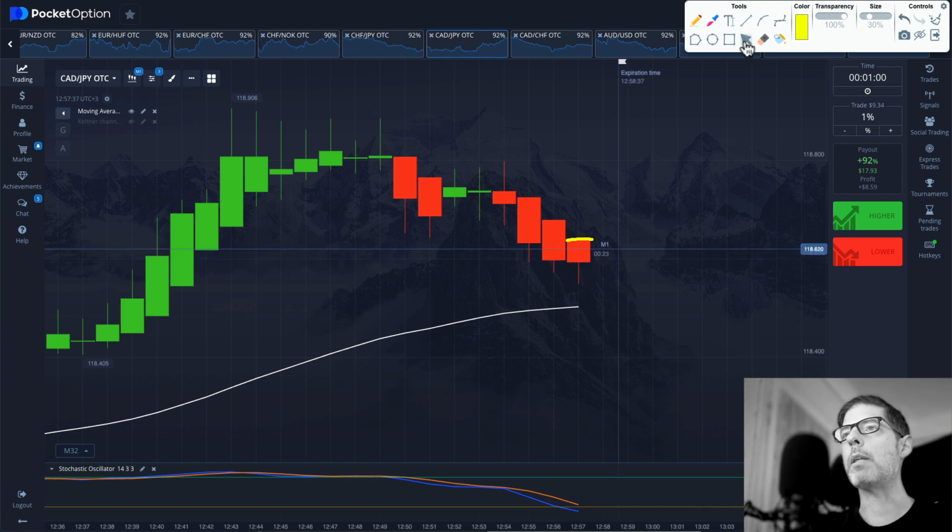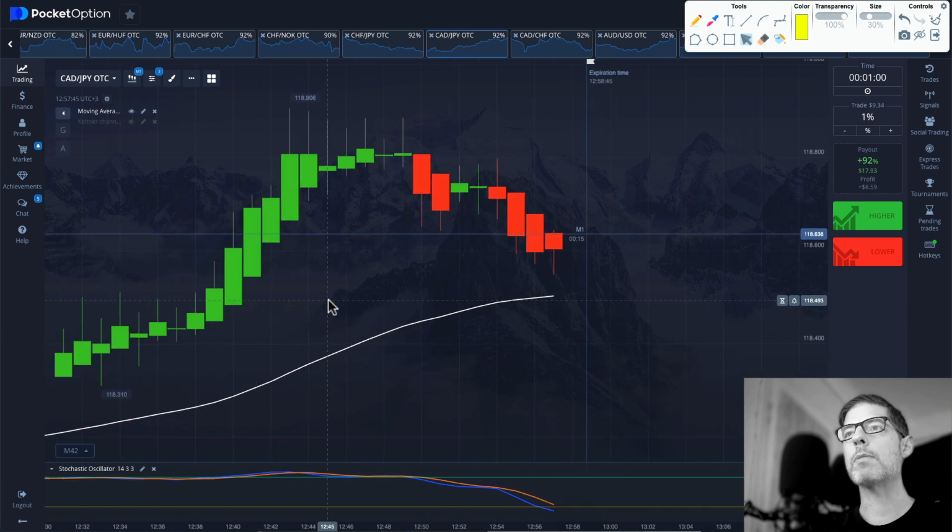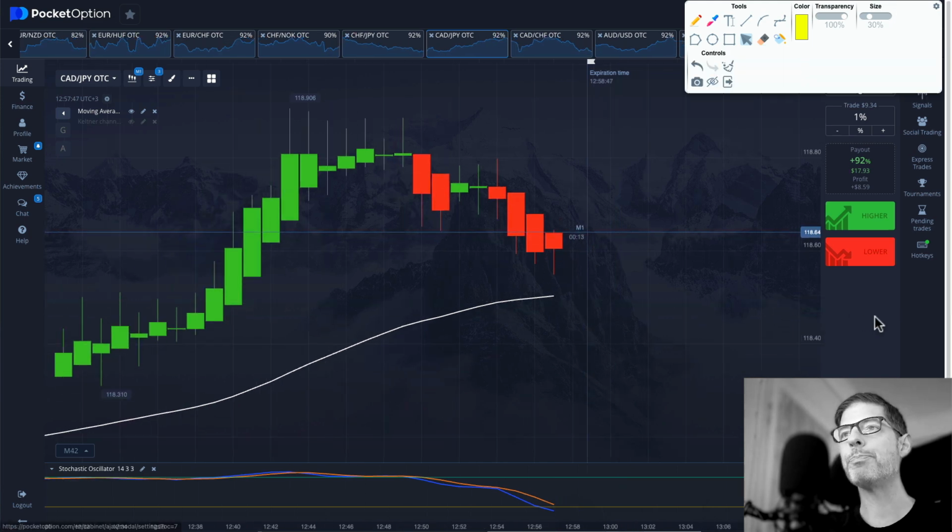So that was really cool that we did have a new candle pop up there, and we did have another flat top. So that's really cool. And we did make a profit on that. So that's fantastic. Let's try to find another one.